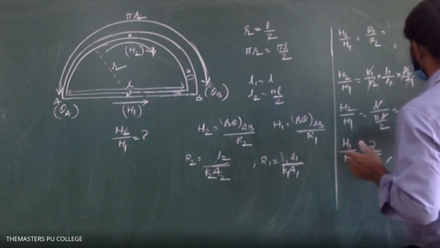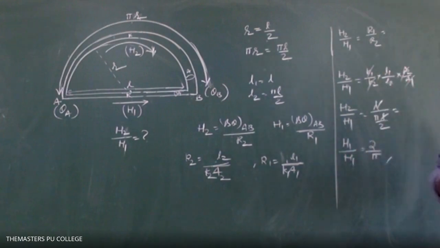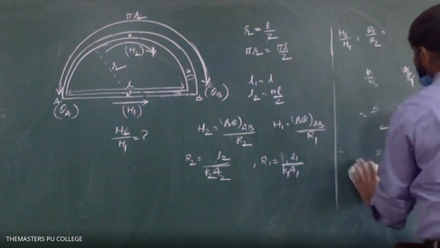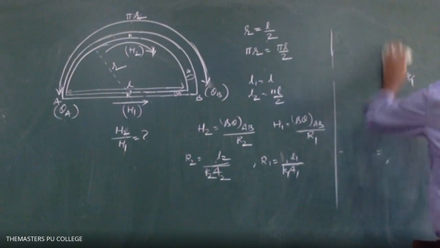Sir, 2 by pi is correct, sir. 2 by pi. So the ratio of semicircle to the length of the rod. Sir, H2 is equal to semicircle. Sir, L we cannot get. Just a second, then your doubt will be clear.